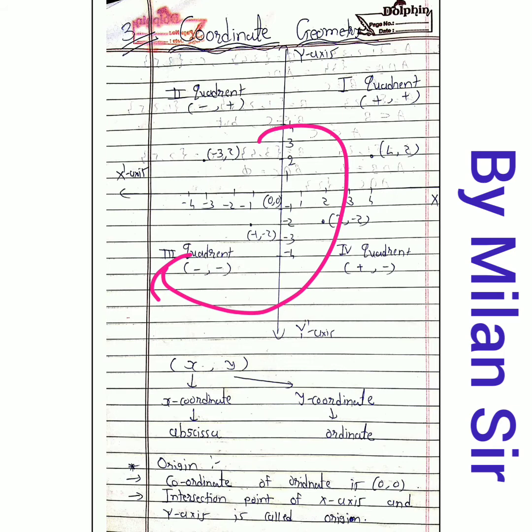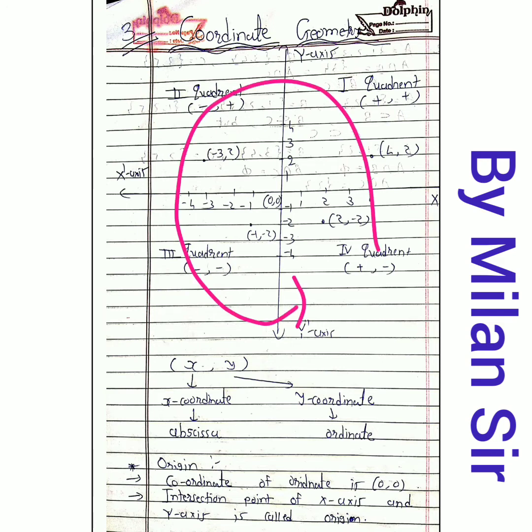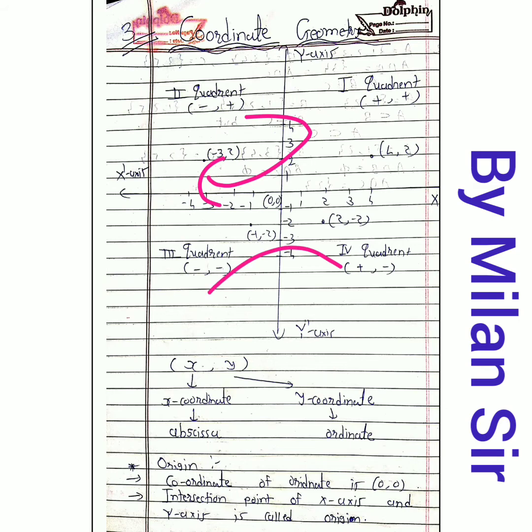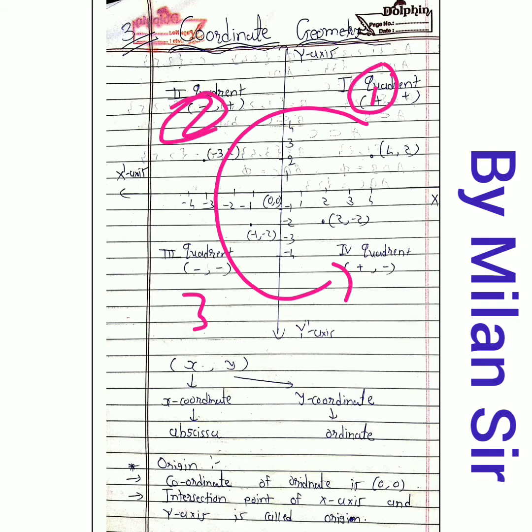So this is clockwise direction, in the direction of the clock, and this is anti-clockwise direction. Reverse direction of the clock is anti-clockwise. Right now we need to go in the anti-clockwise direction. That means first quadrant, second, third and fourth.